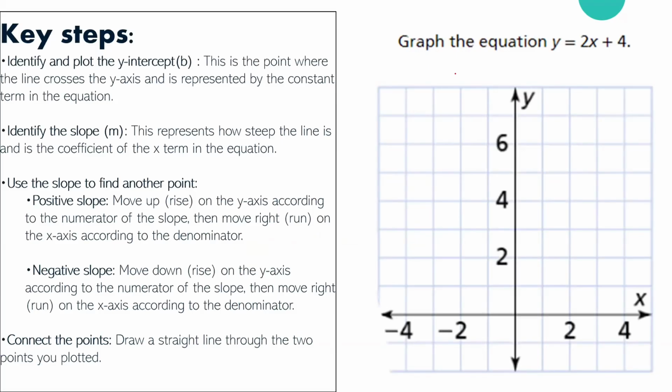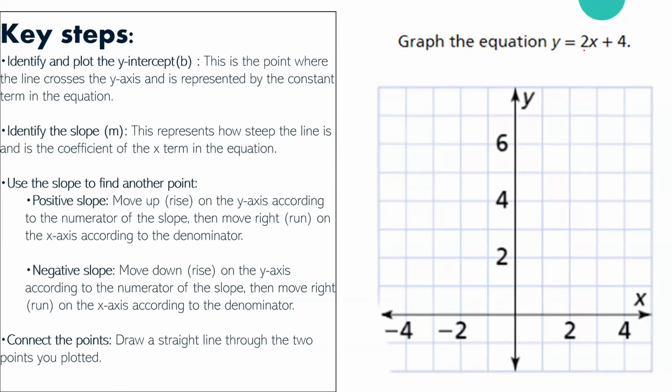Looking at our example to the right, it says graph the equation y equals 2x plus 4. We are going to use these simple steps on the left to graph this equation. Step 1 says identify. The first thing you need to do in order to graph the equation is to identify and plot the y-intercept b.